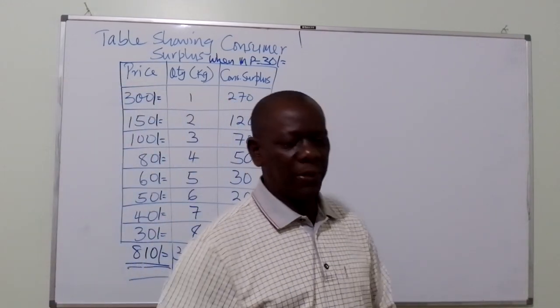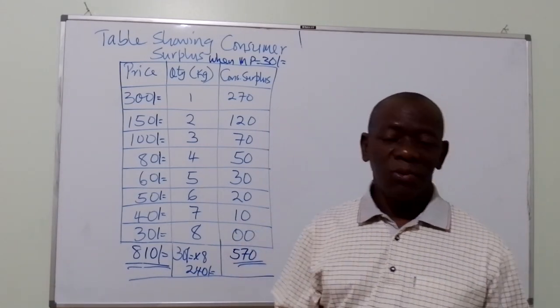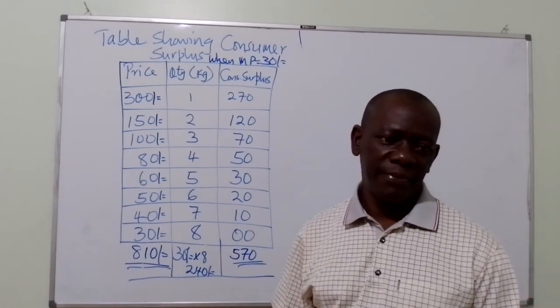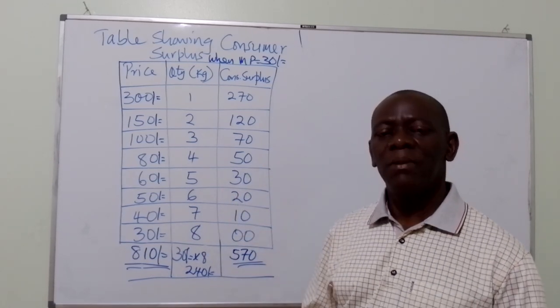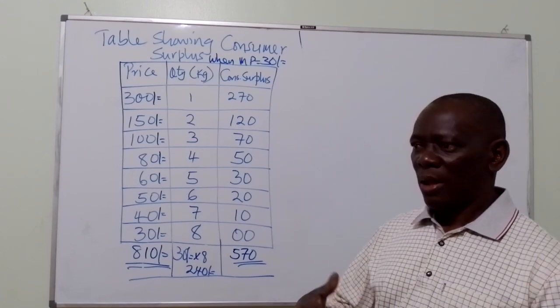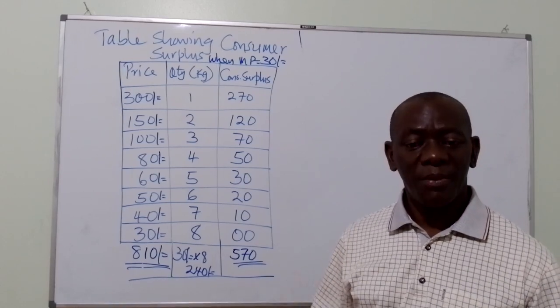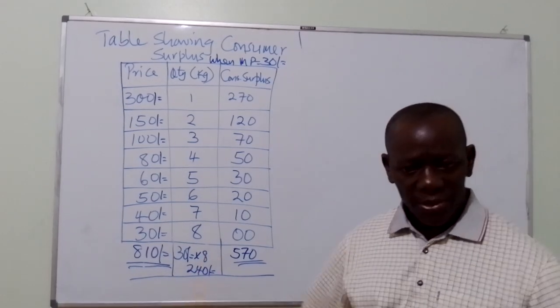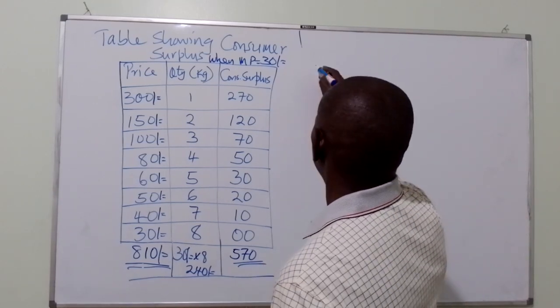We have defined what it is, we have illustrated what it is on a diagram, and we have illustrated what it is mathematically by figures. So now, I'm sure as a student of economics, you can talk of consumer surplus and express it very well. Now, what are the benefits?